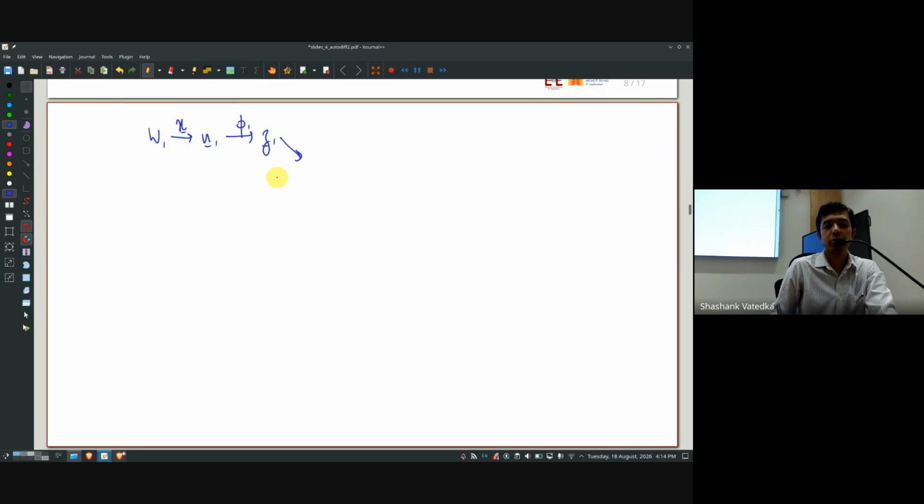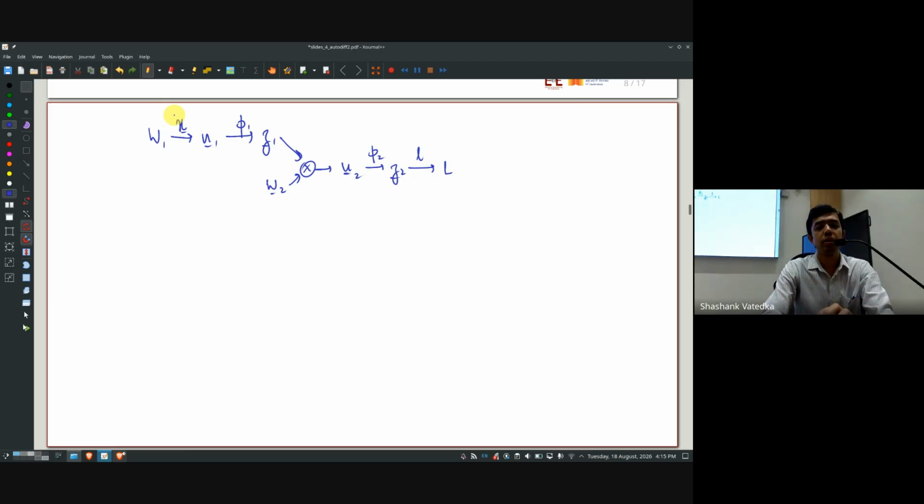Now Z1 is multiplied with W2 to get U2, and then you apply phi2 to get Z2, and then you apply L to get capital L. Right? So this is a graph representation of how we are applying these various operations, and which illustrates the dependence of L on the different variables.